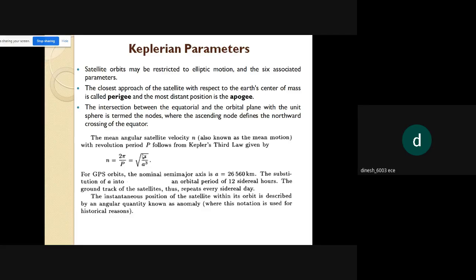Where the value of a is about 26,560 kilometers, the nominal semi-major axis of the ellipsoid, which is orbiting over 12 sidereal hours. So n is the satellite's mean angular velocity. P is the revolution period. You have seen it.